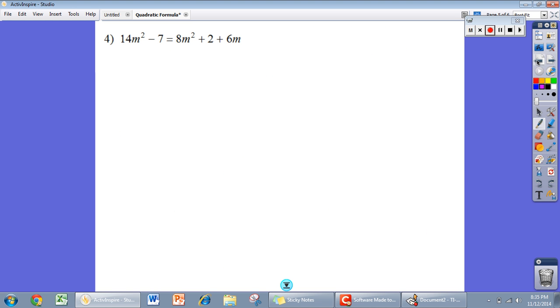This is my last and final problem. I think that 4 examples should be sufficient. So again, we got lots to move this time. We're going to be subtracting the 8m squared, subtracting the 2, and subtracting 6m from both sides. To save the writing, I'm just going to go ahead and combine. So the 14m squared and a negative 8m leaves me with 6m squared. I have a negative 6m that I'm moving over here. And then I have this negative 7 and a negative 2 make a negative 9 equals 0.